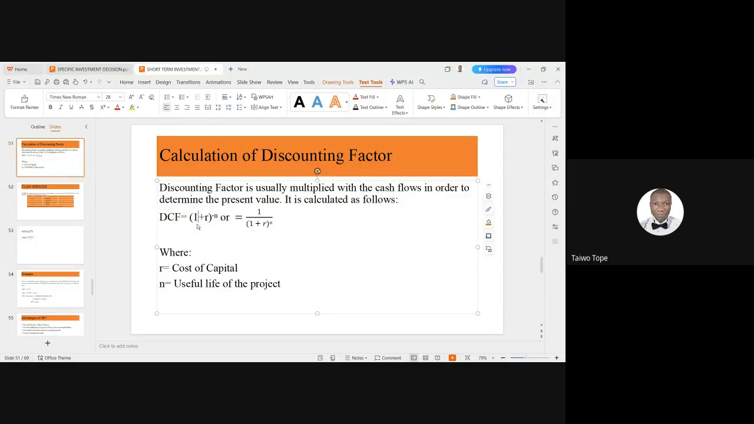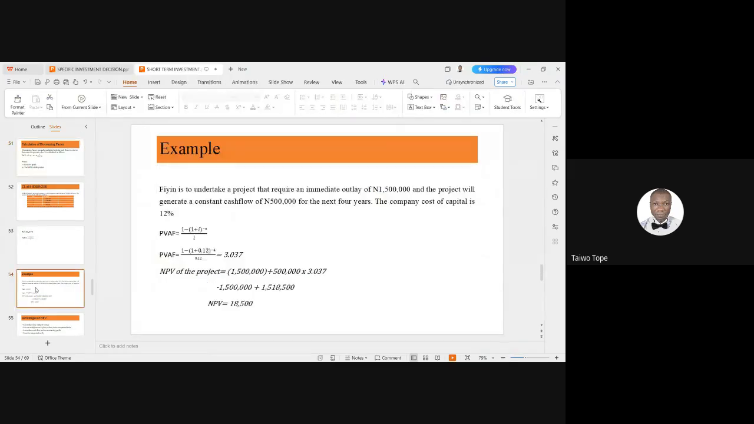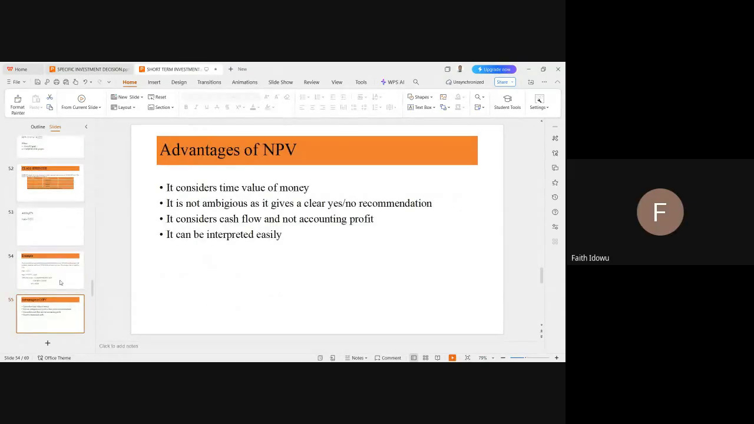That is 1 plus what? The assumed percentage of 15%. That is 1.15 to the power of -1 for year 1. Once you do that, you should have 0.870.